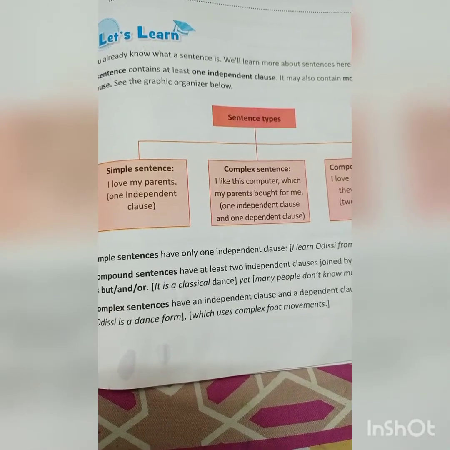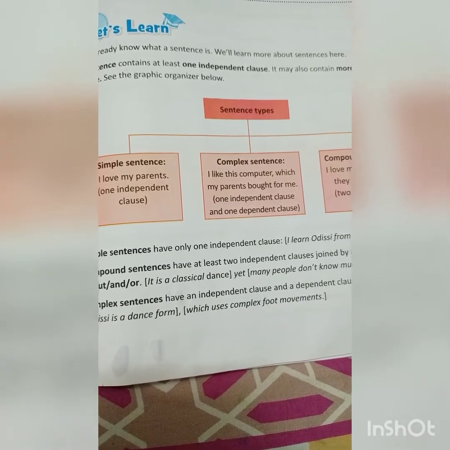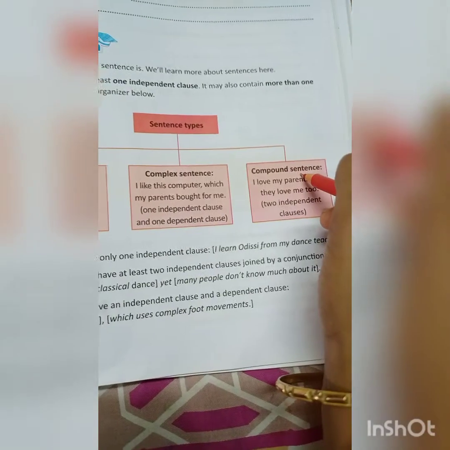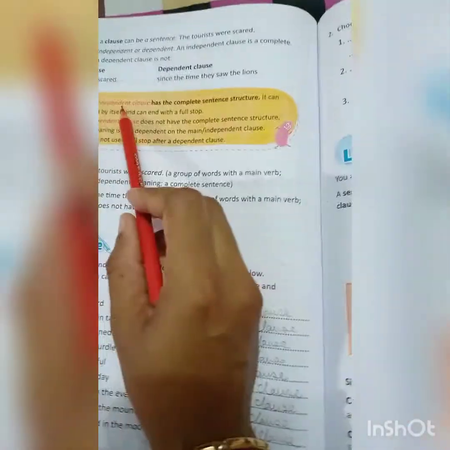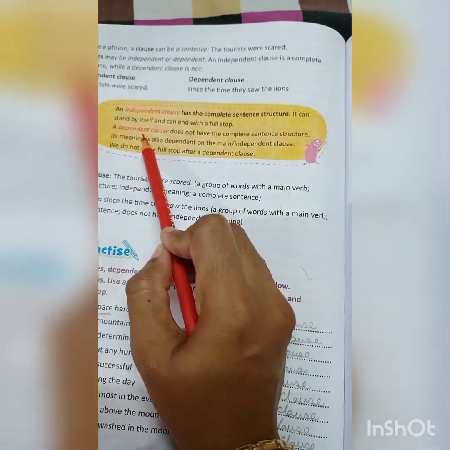I hope you have understood main clause and subordinate clause, that is independent clause and dependent clause. Today we will just study about the structure of sentence: simple sentence, complex sentence and compound sentence. In the last video I have made you understand about phrase and clause and your independent clause and dependent clause. Now we will study sentence types, that is structure of sentence.